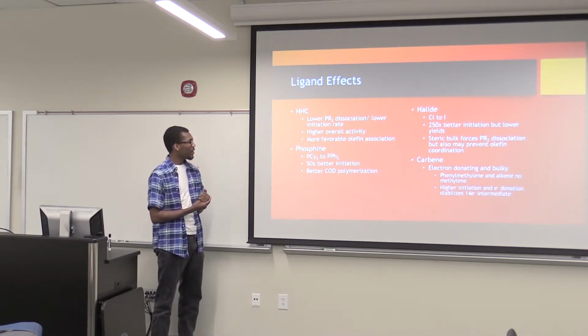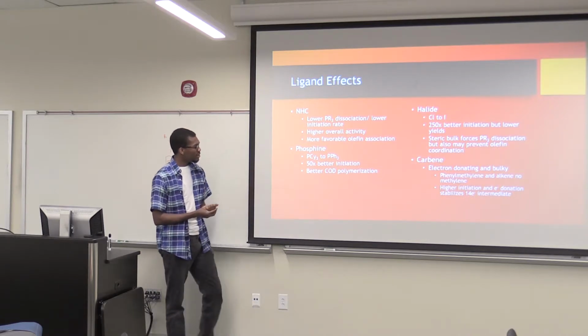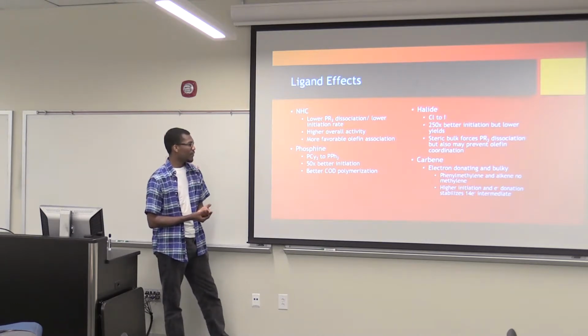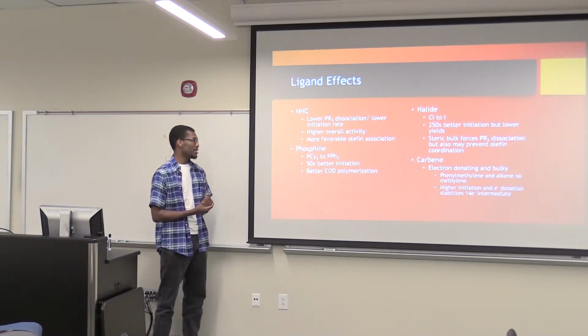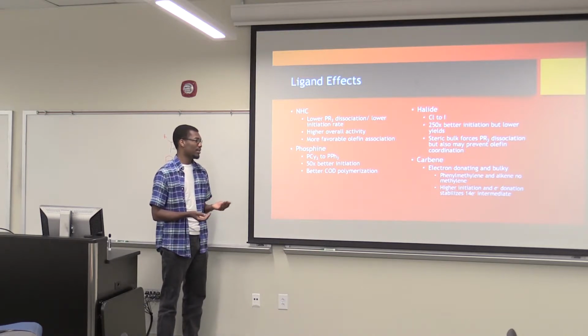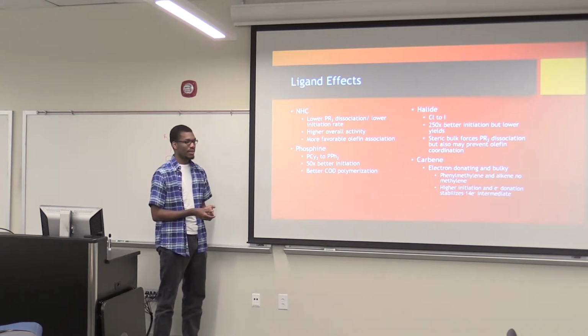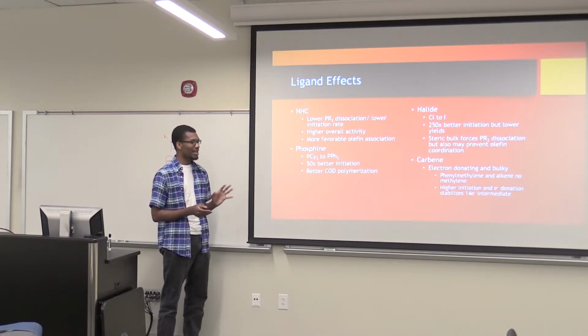And for the phosphines, they switched from tricyclohexylphosphine to triphenylphosphine, and they saw 50 times better initiation and better COD polymerization. And the reason why they want better initiation is that it reduces loading. For a catalyst, you don't want to use a lot of it, so if you can get that down as much as possible, the better. And they believe that the reason is that it provides more steric bulk, so it's easier to fall off. And also you asked what labilization means, and that just means dissociation, like it'll come off the metal.